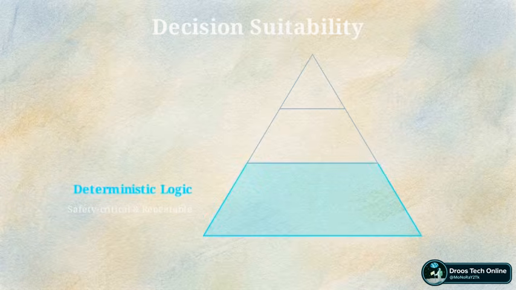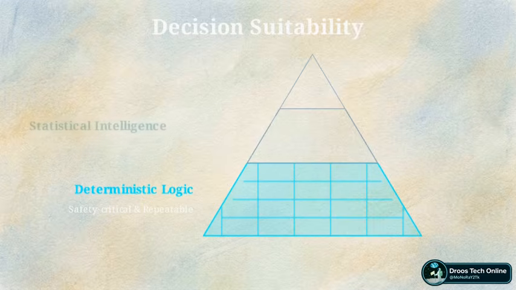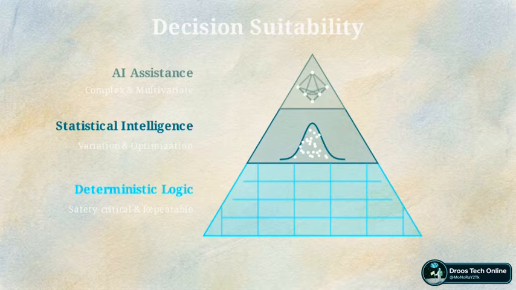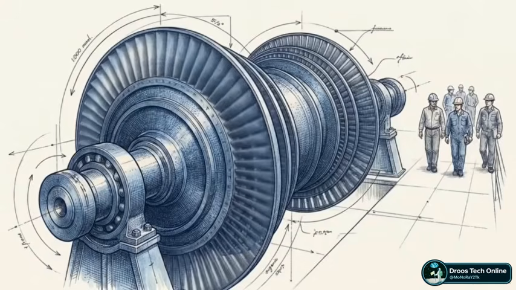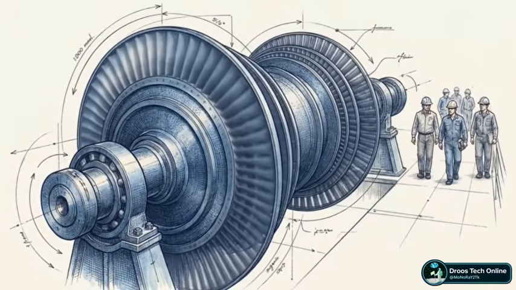The foundational layer is for safety-critical and repeatable rules. These rely on deterministic PLC logic, where the outcome is always known and testable. To manage process variation or specific constraints, we move to statistical methods and optimization. We reserve AI assistance for the very top, complex, multivariate problems that a simpler baseline cannot solve. Matching the tool to the complexity of the problem ensures the logic remains stable and predictable under stress.